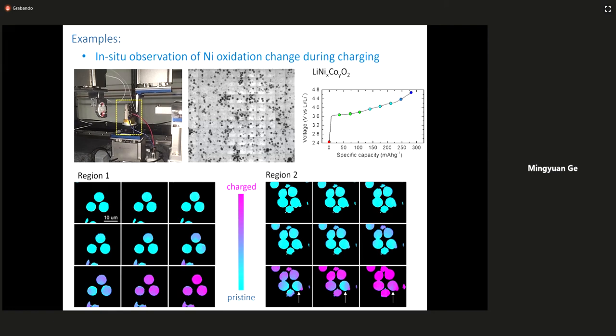Some particles have good electronic contact, some do not. These all give us challenging ideas to optimize the procedure in making materials, in making batteries.